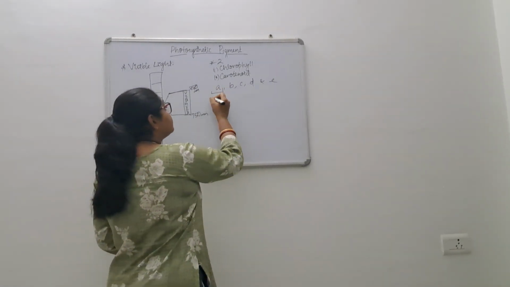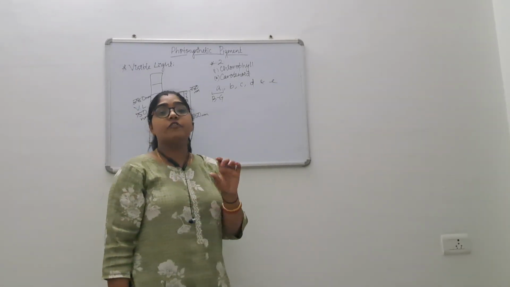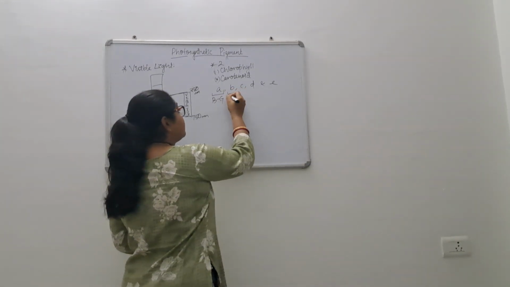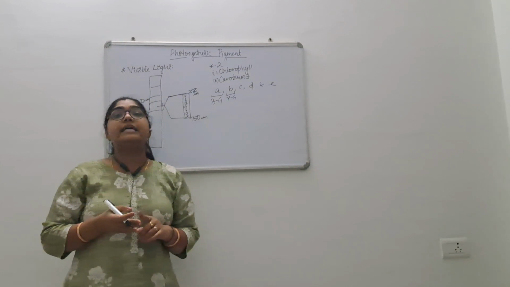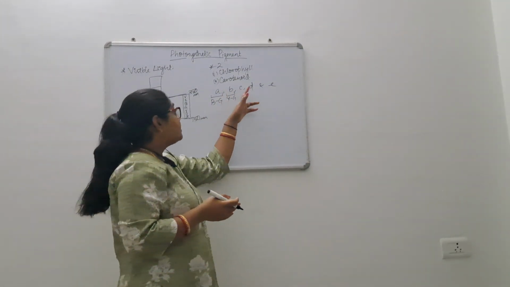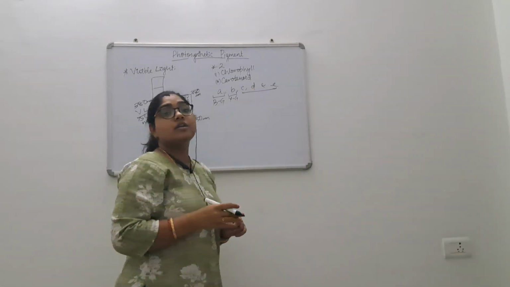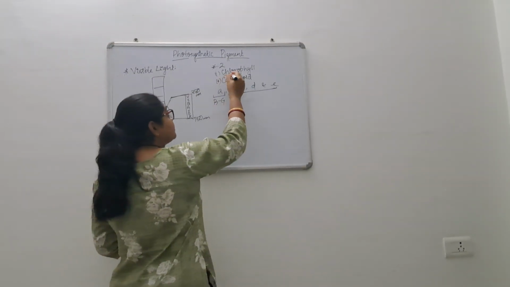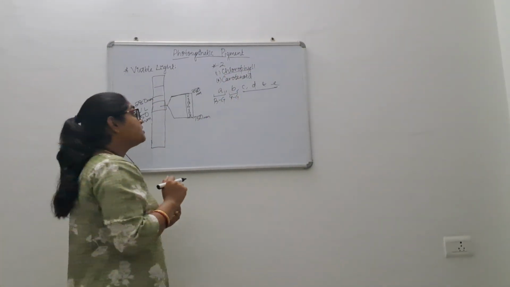Chlorophyll A is blue-green in color, and this is found in every photosynthetic organism. Chlorophyll B is yellow-green in color and found in plants and green algae only. And these three, chlorophyll C, D, E, are found in different types of algae. These chlorophylls are the essential photosynthetic pigments for the photosynthesis process.